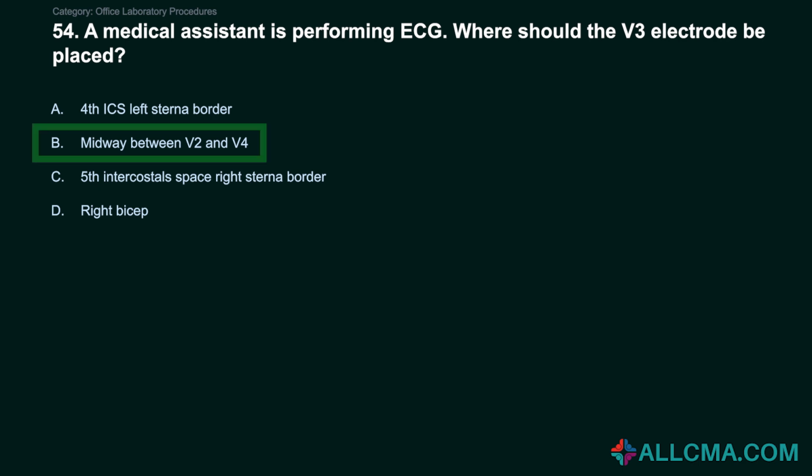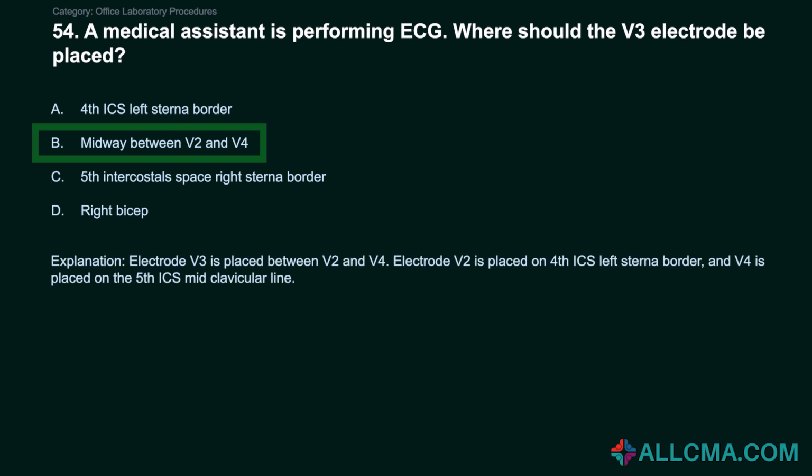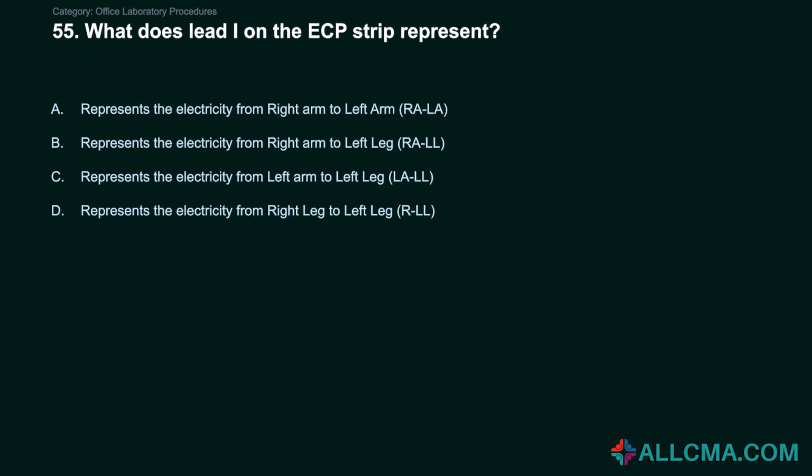Midway between V2 and V4. Electrode V3 is placed between V2 and V4. Electrode V2 is placed on 4th ICS left sternal border, and V4 is placed on the 5th ICS mid-clavicular line.